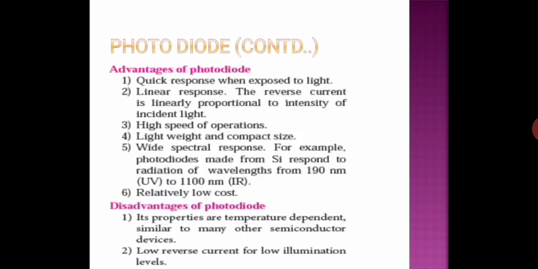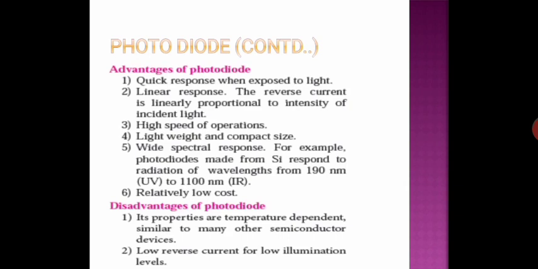Now, the advantages of photodiode. First advantage, it gives quick response when it is exposed to light. Second, it has linear response. That means the reverse current is linearly proportional to intensity of incident light. Third, it has high speed of operation. Fourth, its weight is very light and it is compact in size.